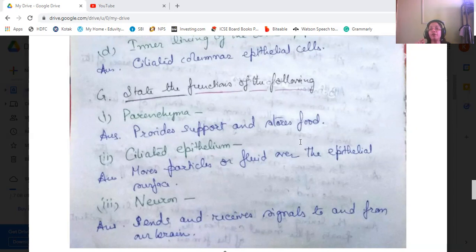Then functions of the following, that is, parenchyma provides support and stores food. Ciliated epithelium moves particles or fluid over the epithelial surface. Then the neurons, they send and receive signals to and from the brain. Okay.